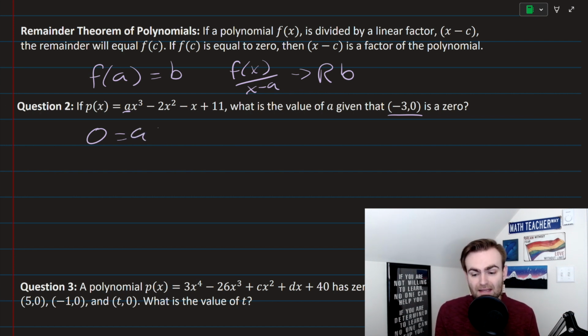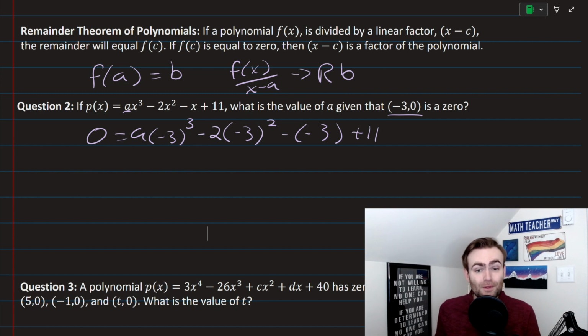So we have a times -3 cubed minus 2 times -3 squared minus -3 plus 11. So -3 cubed is -3 times -3, which is a positive 9. Positive 9 times -3 would be -27a. -3 squared is positive 9 times -2 would be -18. Minus -3 would be a plus 3, and then we have this plus 11.